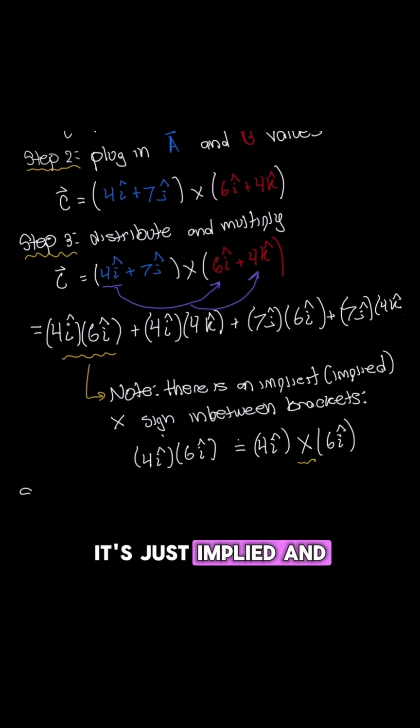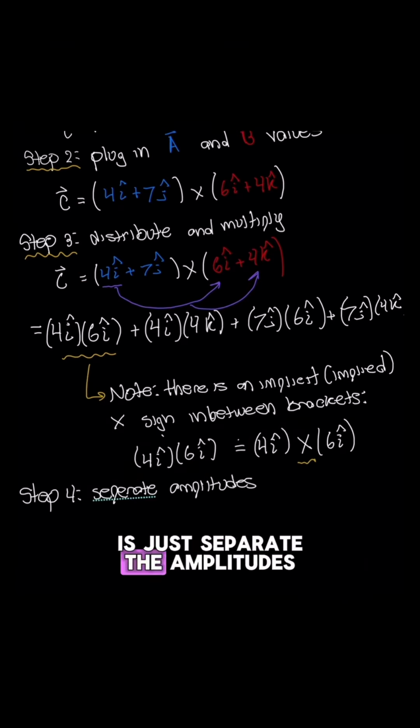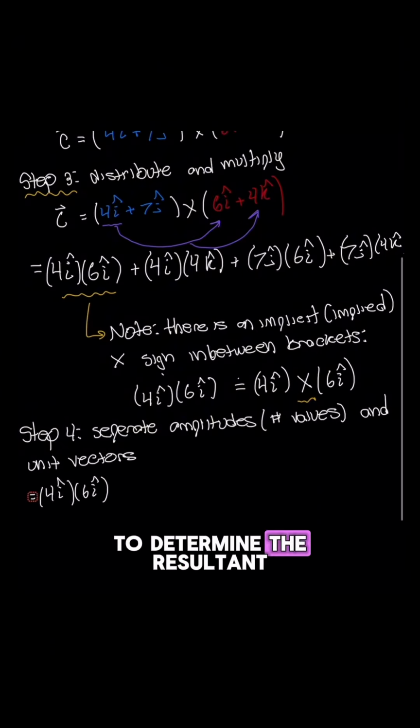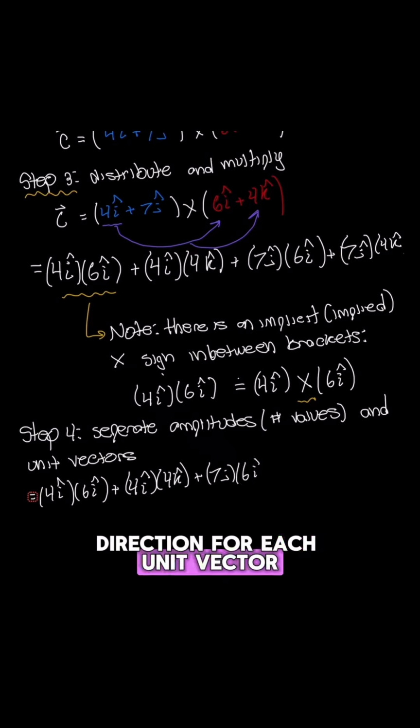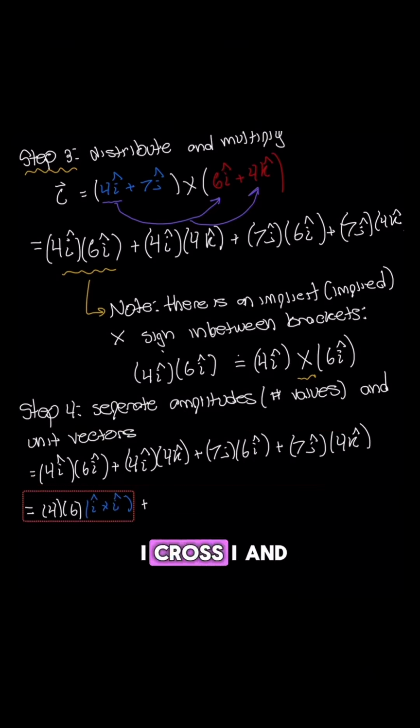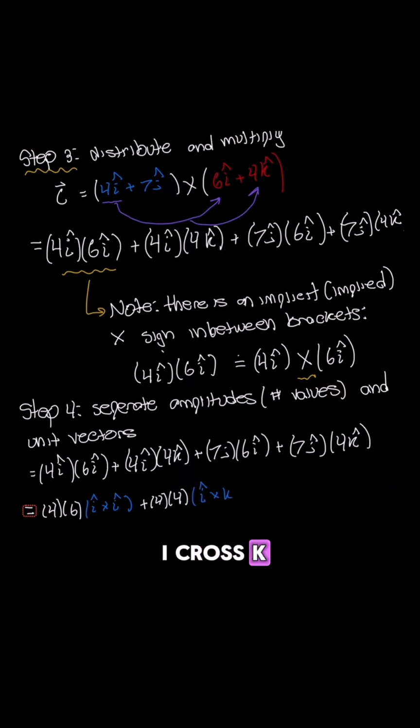It's just implied. And then the next thing we're going to want to do is just separate the amplitudes from unit vectors. This will just make it easier for us to determine the resultant direction for each unit vector. So if we separate the amplitudes, it's going to be 4 times 6 and i cross i, and then 4 times 4 i cross k, and we can see we just do that for the other two as well.